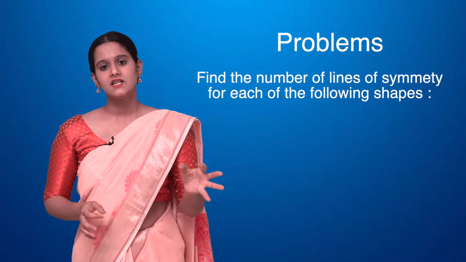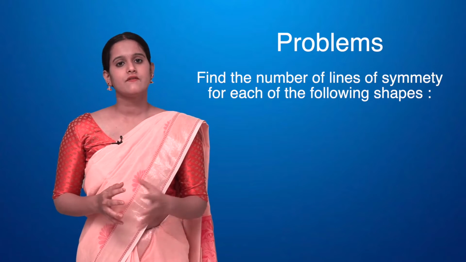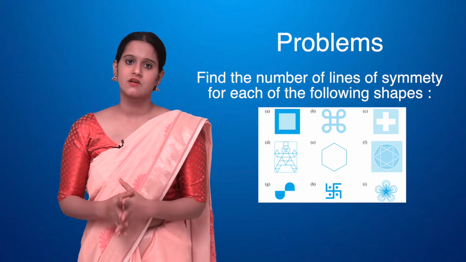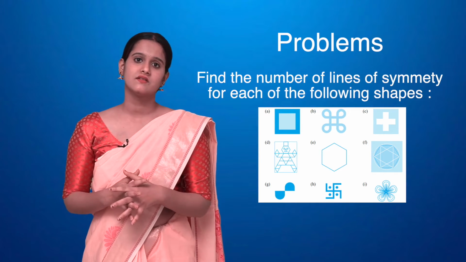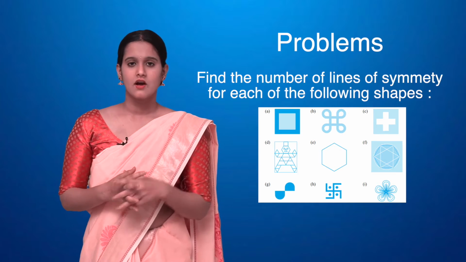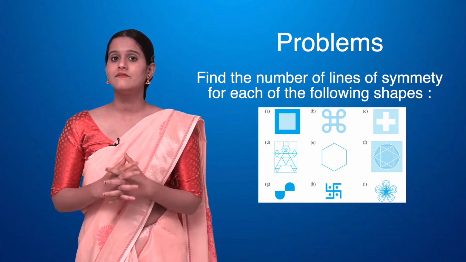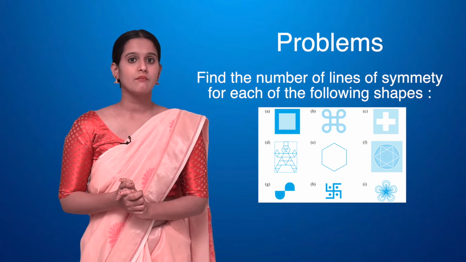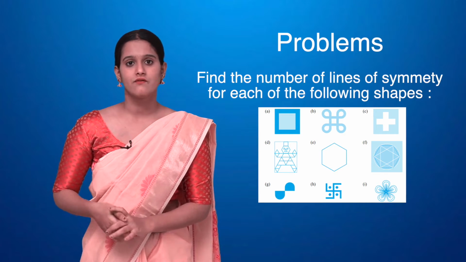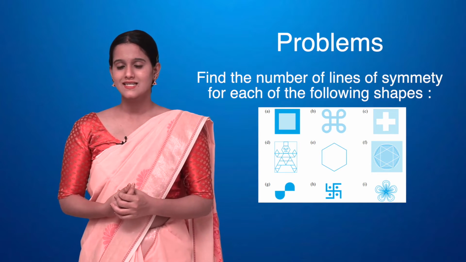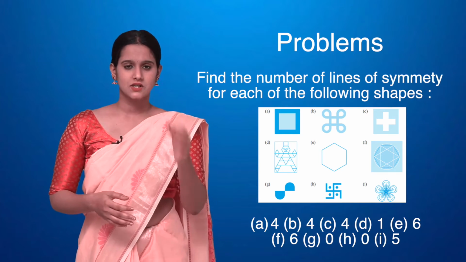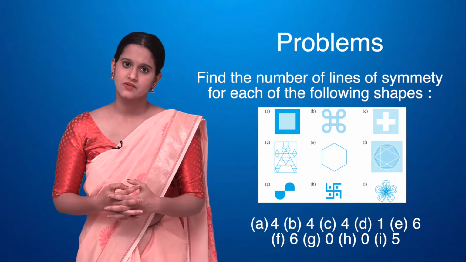Now let's solve the problem: find the number of lines of symmetry for each of the following shapes. Here, many pictures are given. So let's see how many lines of symmetry there are. If I take the first one, it is in the form of a square. We just dealt with the square example. How many folds did we do? We did fold 4 times, and we got to know there are 4 lines of symmetry. Which means for the first figure, which is a square, I'm going to get 4 lines of symmetry.